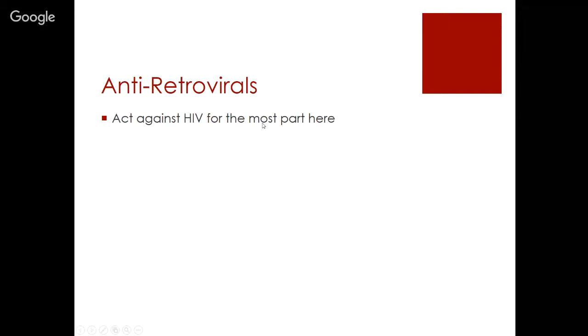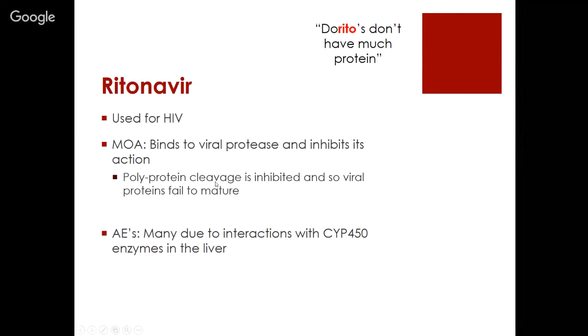Oh, these are the antiretrovirals. So the main retrovirus to know at the moment is HIV, which is the one I'm mostly speaking about here. There's ritonavir and there's zidovudine, which I'll be talking about. Ritonavir, as I said, is used for HIV, and this one binds to viral protease and inhibits its action. So the viral protease will cut up the proteins, polyprotein cleavage, which allows the proteins to then mature, and if they can't be cut, then they're not going to mature.